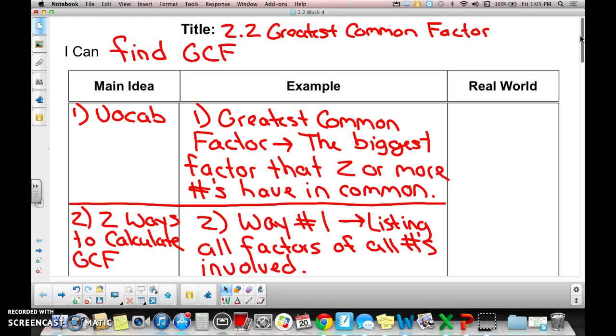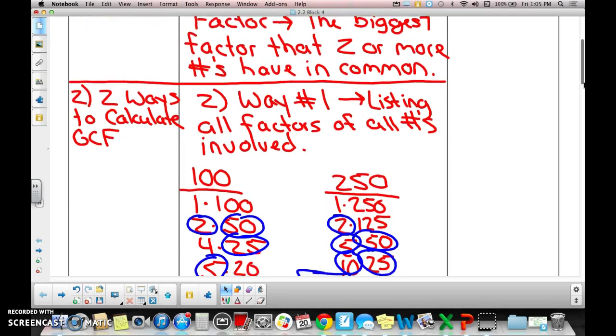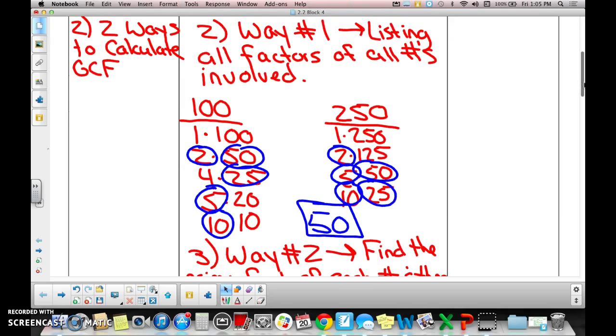Okay. Vocab: greatest common factor is a word you need to know, or we'll skip right through that. There are two ways to calculate greatest common factor. We talked about number one, listing all the factors. Is that a really good way of doing it, you guys?